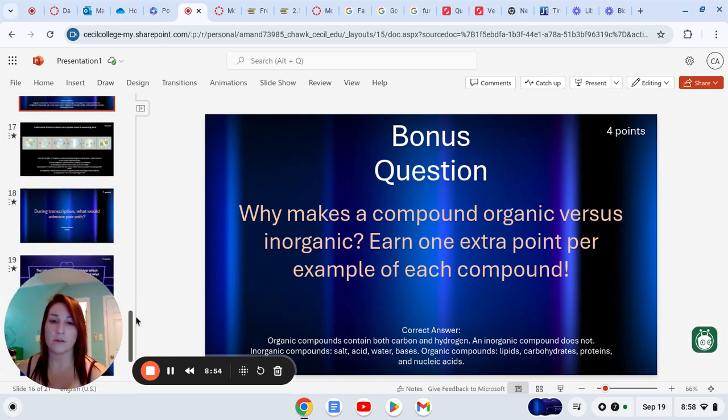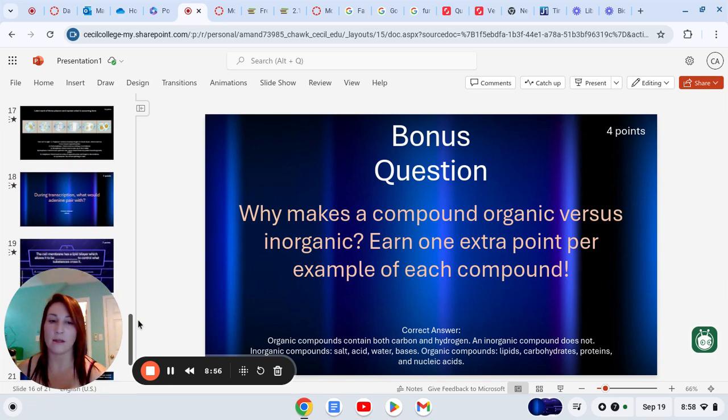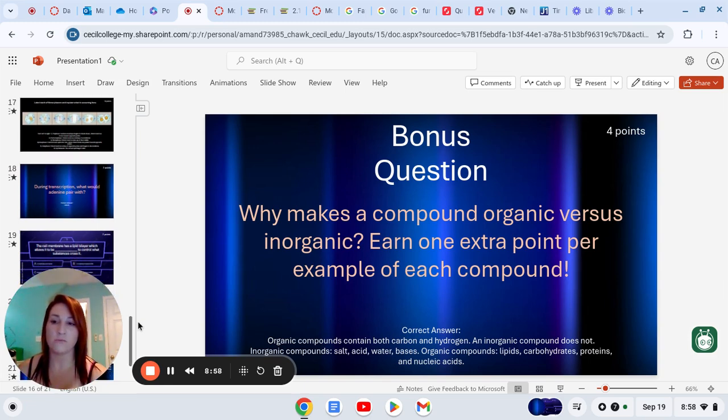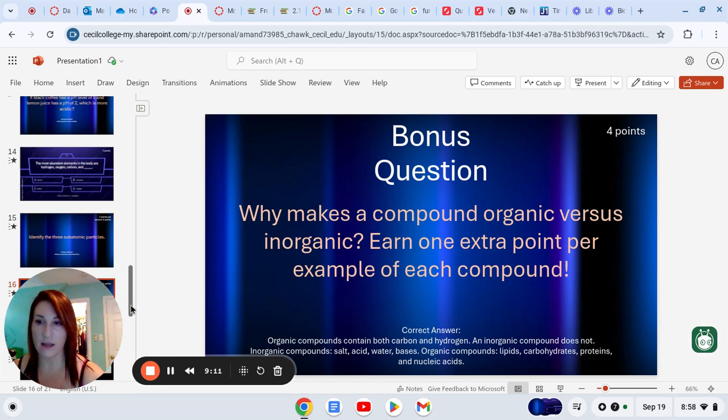I put the textbook definition, like they contain carbon and hydrogen. Obviously, you could accept an answer of, our body makes organic compounds. The inorganic compounds we have to get from elsewhere. That would be another acceptable answer. But again, it's up to you, the teacher, of what you want to accept.